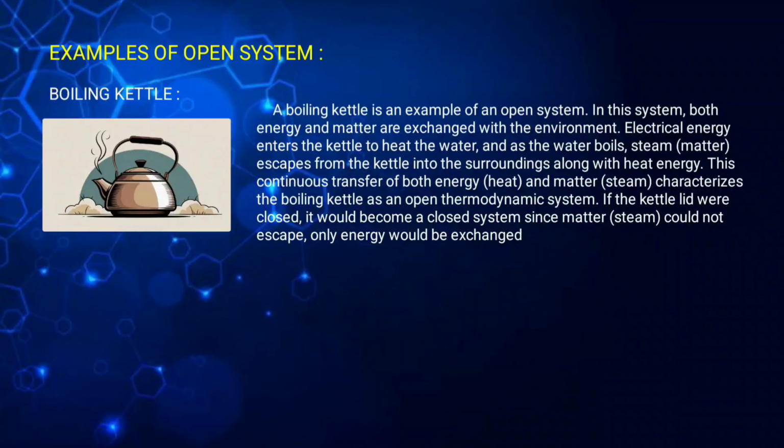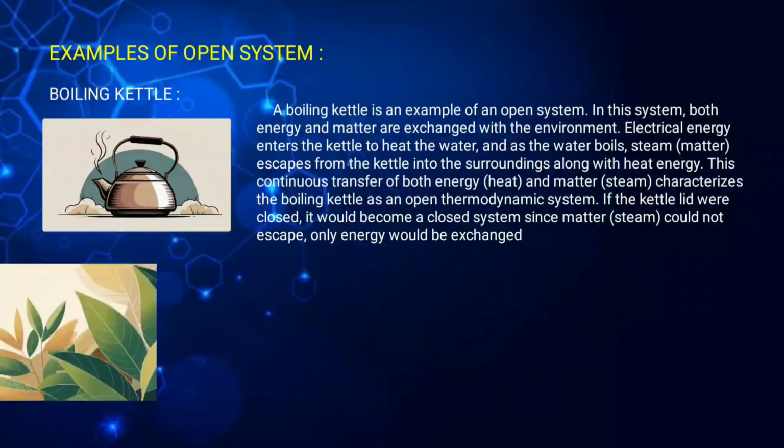Electrical energy enters the kettle to heat the water. As the water boils, steam escapes from the kettle into the surroundings along with the heat energy. It means as the water boils, steam escapes into the air and heat energy comes in from the stove and boils the water. This means both matter and energy are exchanged between the kettle and the surroundings.